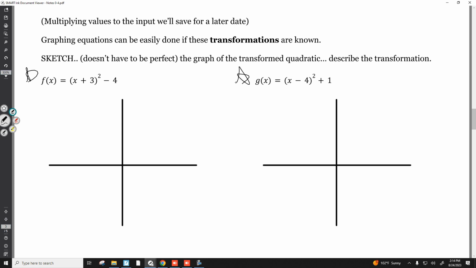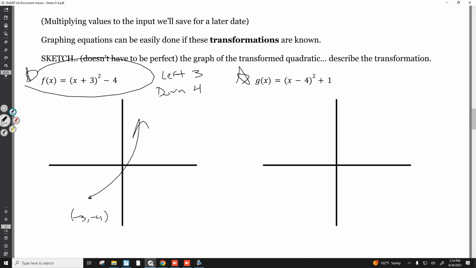So tell your neighbors, what would the graph of this look like? Where would be the vertex of this if we understand transformation? Go. Thank you, Faye. Good. You are saying this is left 3, this is down 4. Why? -3 plus 3 will negate the square. It'll be 0 squared, then -4. So we are moving left 3, down 4. I'd probably want you to put -3, -4 there, and then just like a U.